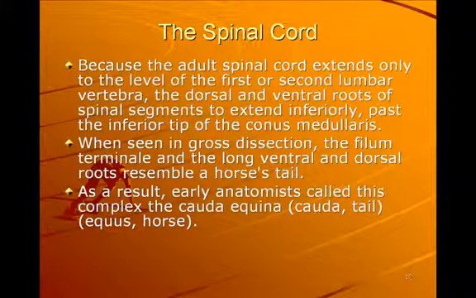When seen in gross section, you'll see an area referred to as the filum terminale. These are long ventral and dorsal roots that resemble a horse's tail. As a result, early anatomists called this complex the cauda equina. Basically, these are the spinal nerves coming from the most inferior, or most caudal, aspect of the spinal cord. Those nerve roots extend down, and because of the way they extend, it gives the appearance of the hairs of a horse's tail, and thus the name cauda equina.